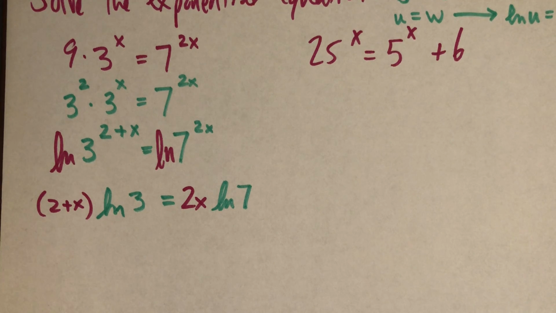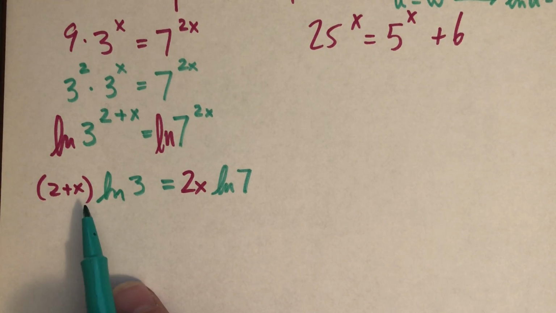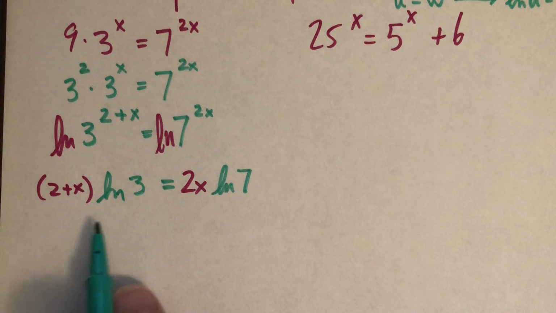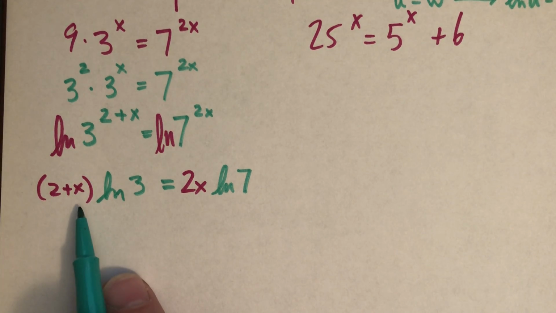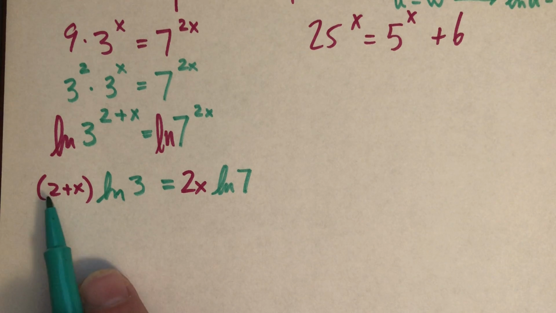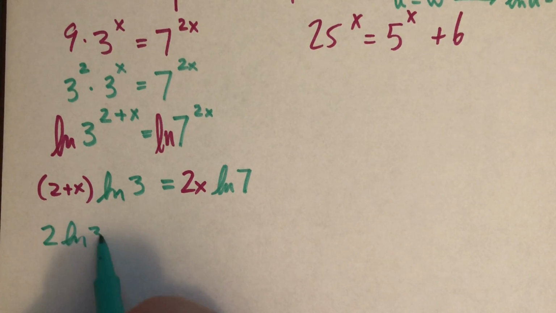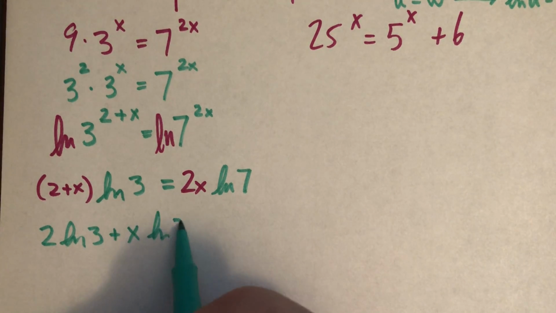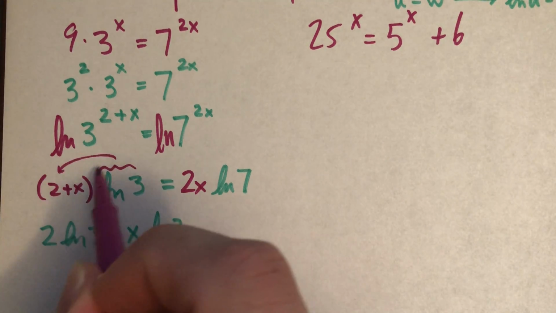Okay, now we can't lose sight of what we want to do. We want to solve for x, right? We want to get our x's on the same side. So the next thing we're going to do is distribute this, because we want to get that x out of the parentheses. So I've got 2 times natural log 3 plus x natural log 3, right? All we did in that step was distribute that term to both of those.